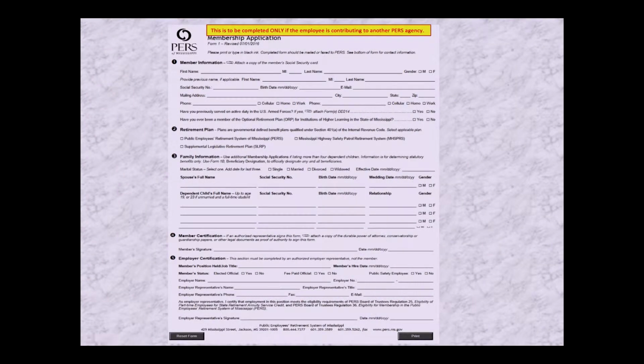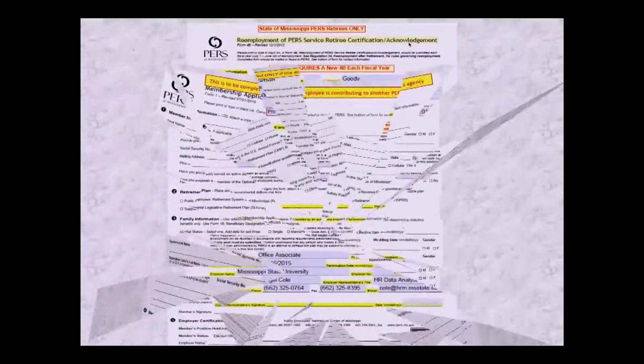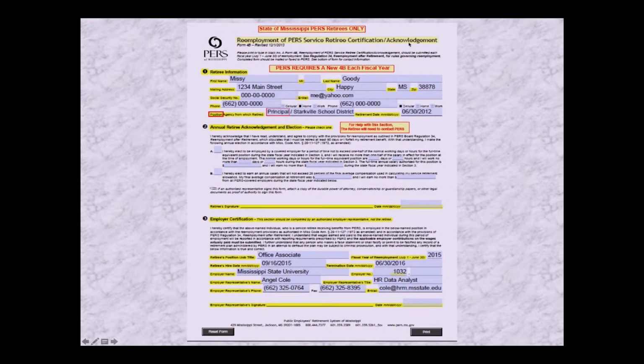The PERS Form 1 is to be completed only if the employee is contributing with another PERS agency. Then the last one would be the PERS 4B, which is for retirees only. Only the retirees need to be filling this out. The retiree fills out this part, and the employer does this part. On all the forms, the employee number is going to be 1032.